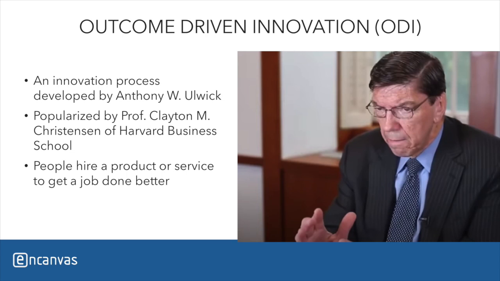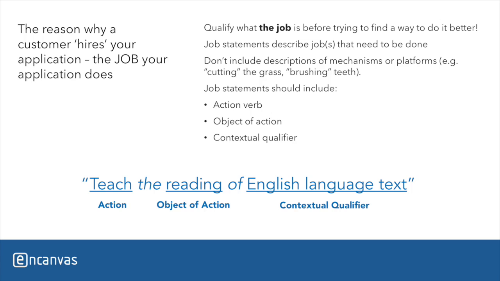It's built around the belief that people hire products and services to get a job done better. So the obvious question we need to ask is, who might want to hire your application to get a job done better? The way we do this is to create job statements. A job statement describes a job, but it's done in a particular way. It includes an action verb, an object of the action, and a contextual qualifier. An example would be: teach the reading of English language text.